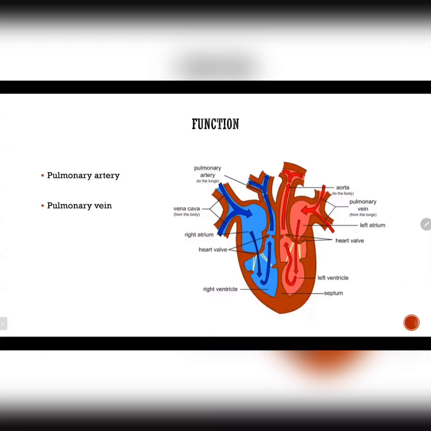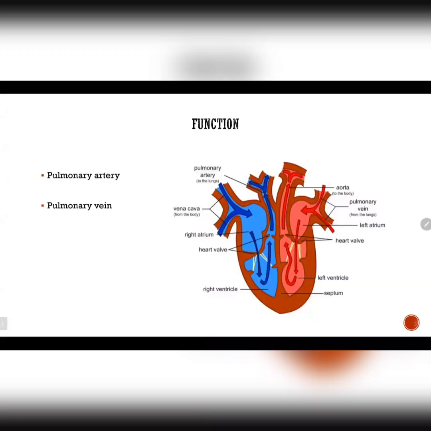Yes, good. So the pulmonary artery carries deoxygenated blood from where to where? From the tissues to the lung. Tissues meaning from the heart to the lung, basically. Yes, good. And the pulmonary vein carries oxygenated blood from where to where? From the lungs back to the heart, to the left atrium.